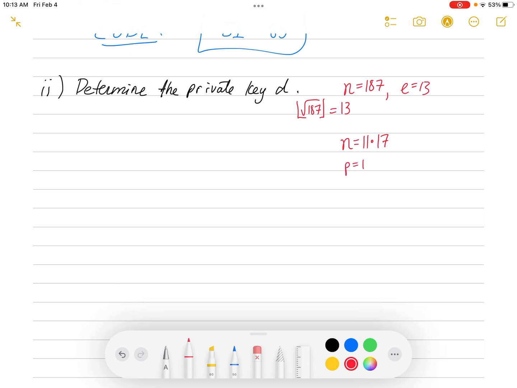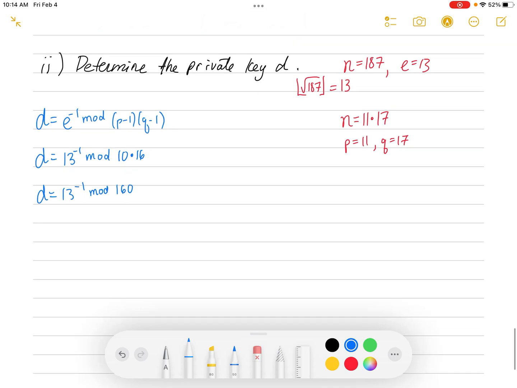Okay, so here our P is 11 and our Q is 17. What we want to do is find D. What is D? D is E inverse mod (P minus 1)(Q minus 1). In other words, we're talking about 13's inverse. P minus 1 is 10 times Q minus 1 is 16, so mod 160. So we're talking about 13's inverse mod 160.